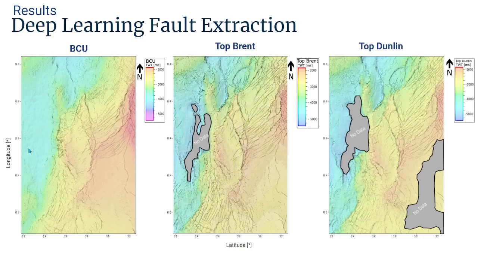The graben appears as a smooth area over the base Cretaceous unconformity. This horizon is less faulted than the others, but some of the major north-south trending faults that bound the graben occasionally cross this horizon. The top Brent and top Dunlin show similar fault networks, although the top Brent has more continuous faults that link up more often. Deep learning fault extraction predicted the fault network in great detail over the top Brent horizon, capturing 2 dominant fault orientations, north-south and northeast-southwest, related to the multi-phase rifting that occurred during the formation of the graben. Next, I will introduce the pressure analysis.